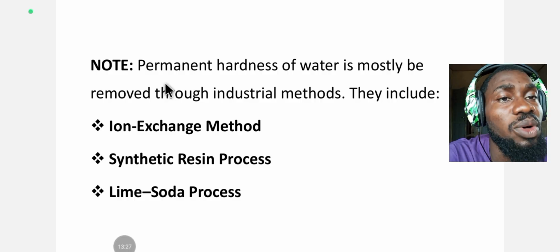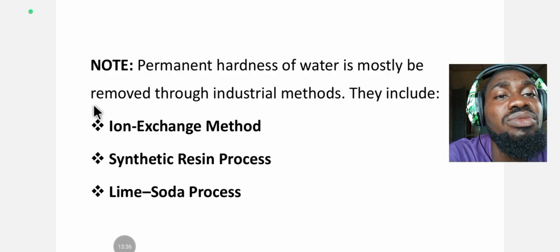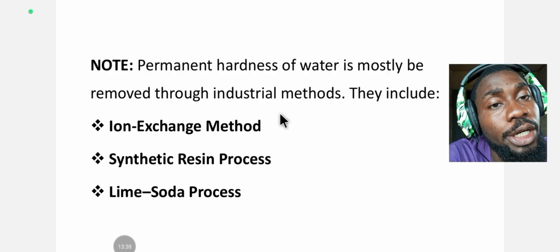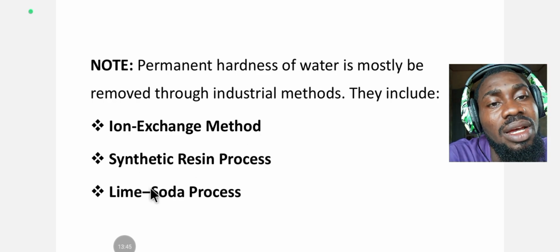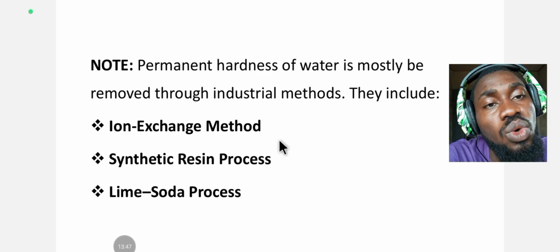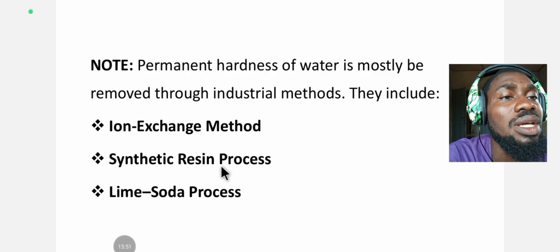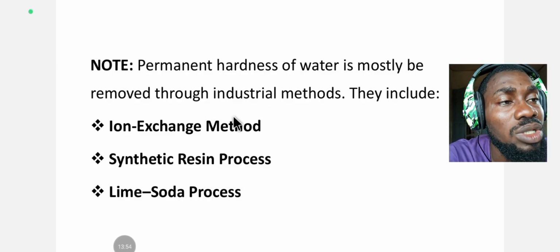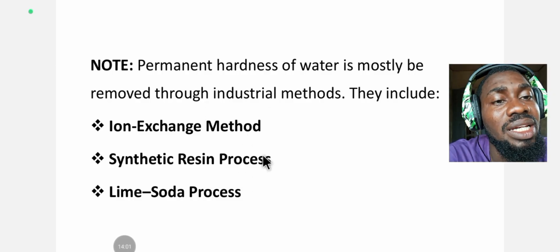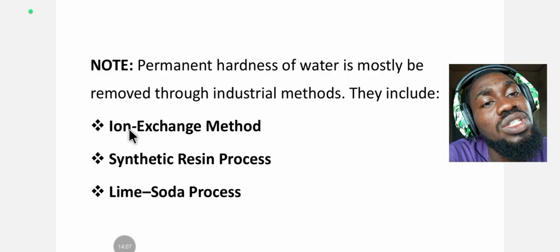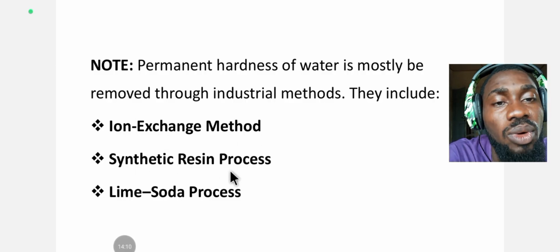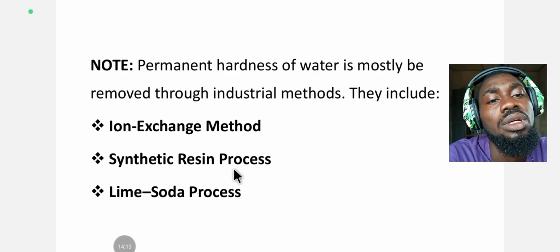Note something very important. Permanent hardness of water is mostly removed through industrial methods. They include the ion exchange method, the synthetic resin process, and the lime soda process. So these three methods are used to remove permanent hardness of water industrially. When it is commercially required to remove permanent hardness of water, these three methods are used on a large scale.